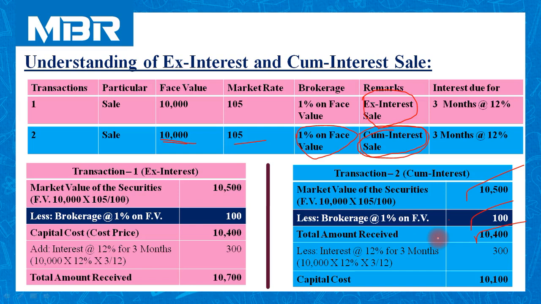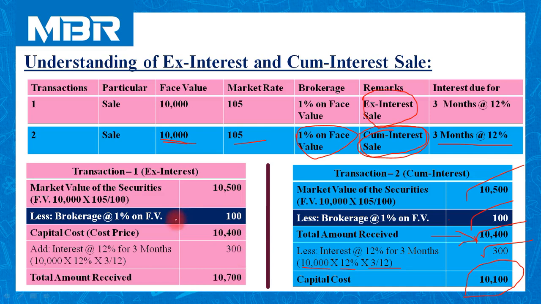So naturally we need to calculate the value of the security. So we need to calculate interest for the period of 3 months. 10,000 rupees of face value given over here, 12% rate of interest, and the period is also given for 3 months. So amount of interest is 300. Out of 10,400 given over here, 300 rupees received for interest. So the capital cost is rupees 10,100. You can check over here.